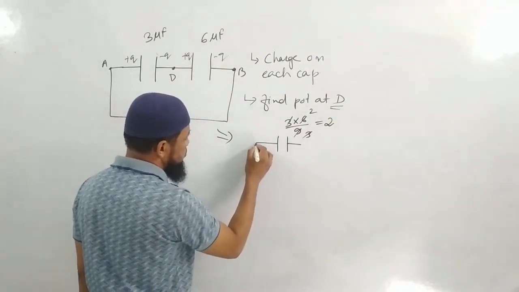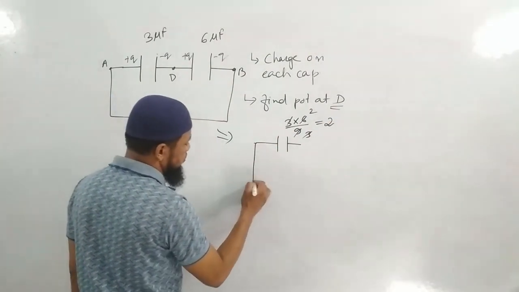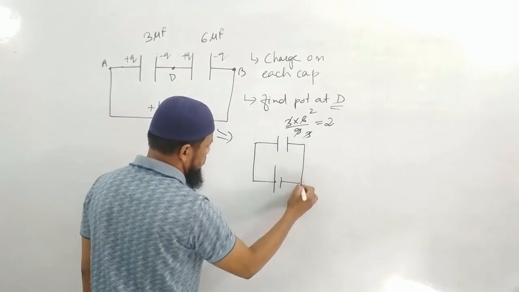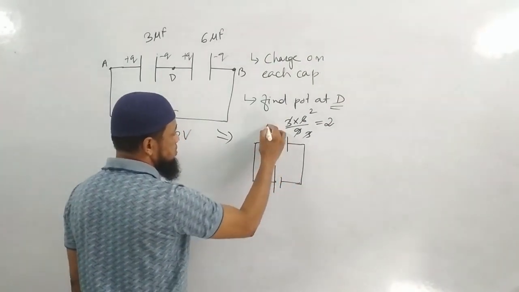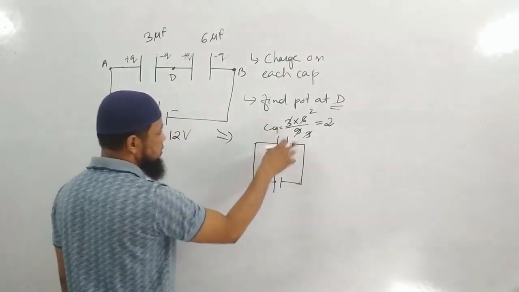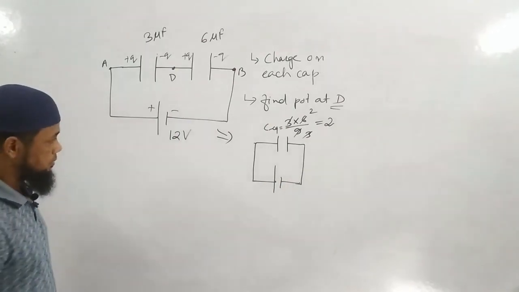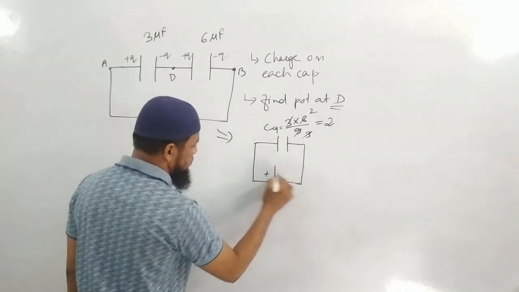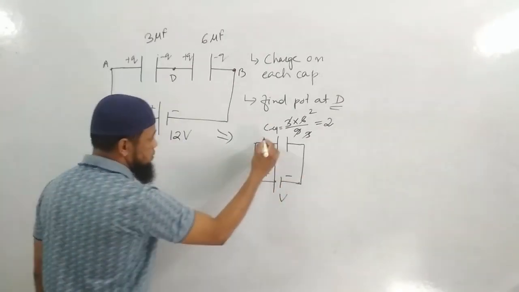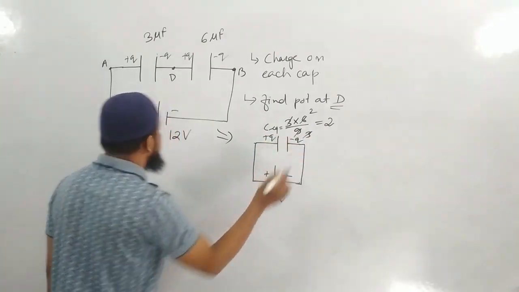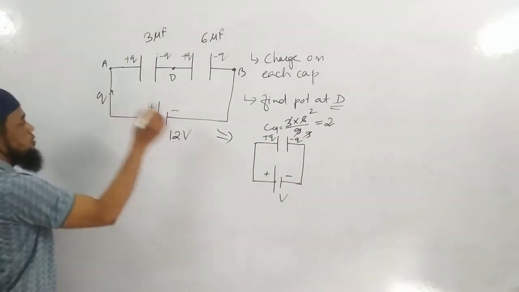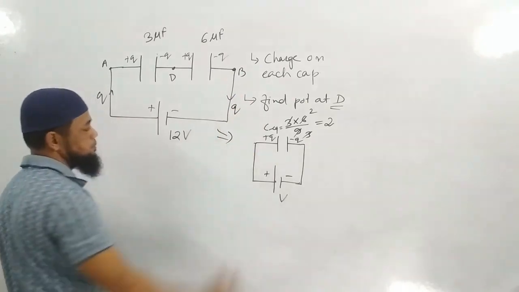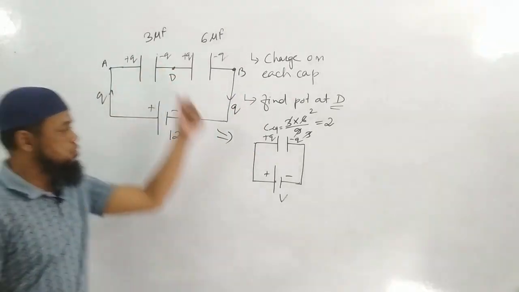So the equivalent capacitance is nothing but 2 microfarad. Okay, so therefore charge drawn from the battery, suppose charge +Q, -Q. So how much charge is going out? Q. How much charge is coming this side? Q. Okay, Q charge is flowing in the circuit.